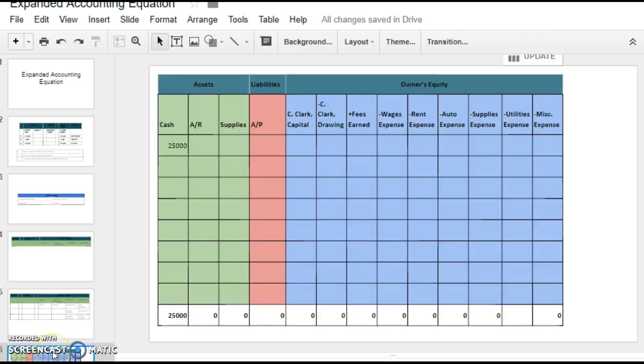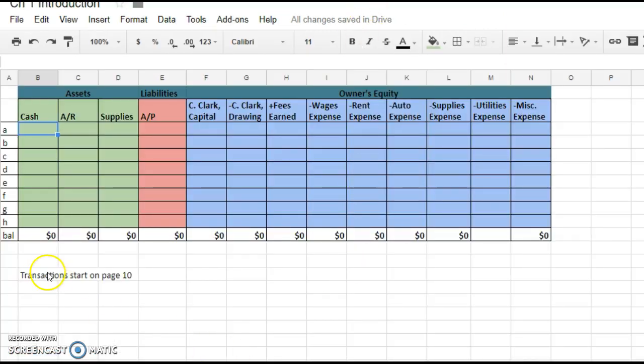So I'd like to go ahead and try some transactions. You'll need your handout, and let's take a look. The transactions start on page 10 of your book, so if you want to follow along, I'll go through them with you. Page 10, the first one says, Chris Clark deposited $25,000 in a bank account in the name of Net Solutions. So, $25,000.